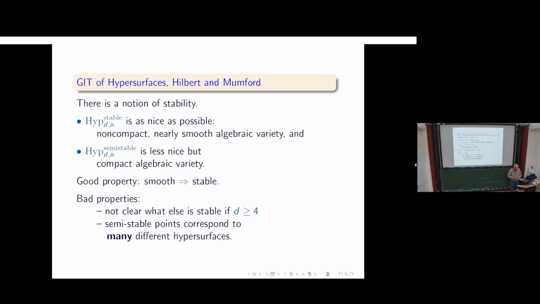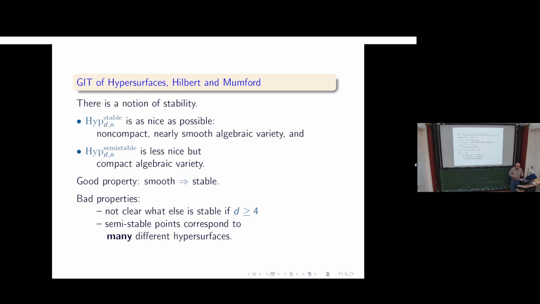Okay, and so an answer was given by Hilbert and Mumford. It was implicit in Hilbert, and made explicit by Mumford, that there's a notion of stability. I don't want to get into it now. You hopefully have seen this. And then the moduli of the stable hypersurfaces is something as nice as possible. It's a nearly smooth algebraic variety, but it's not compact. To compactify it, you take the semi-stable ones. This is less nice, but compact.